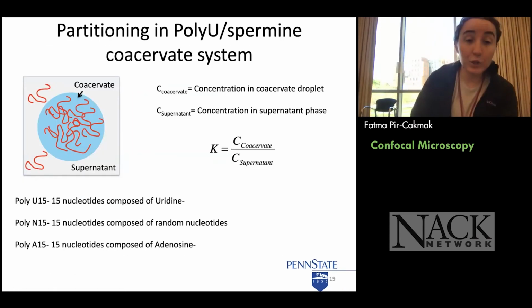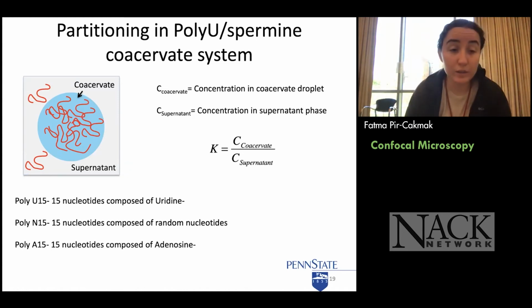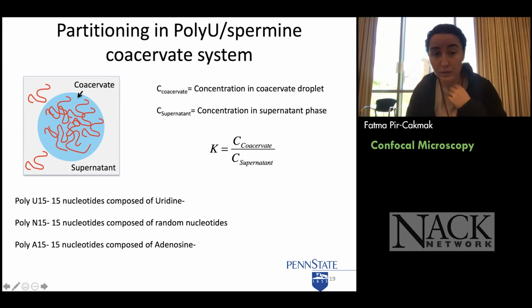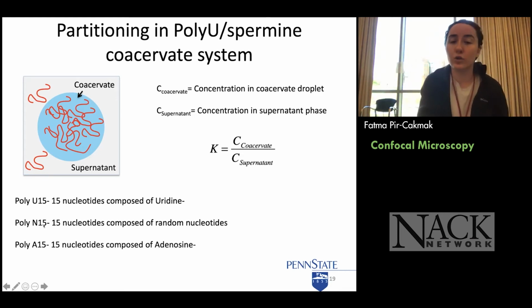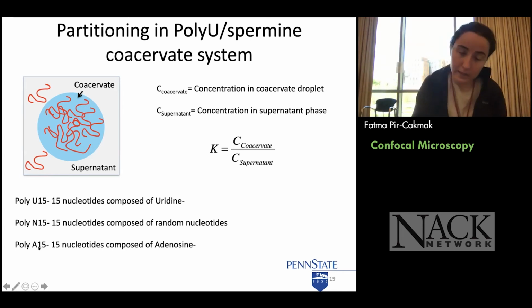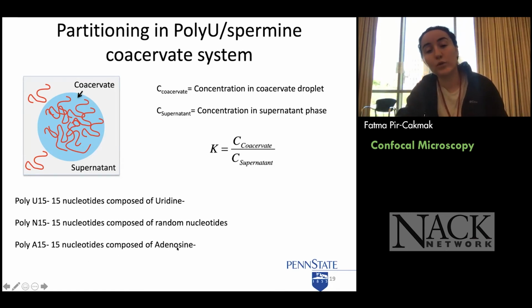I actually used 3 different biomolecules. The first one is polyuridine. It is a 15-mer, 15 repeats of nucleotides composed of uridine. The second one is poly-N15, again 15 nucleotides, composed of random nucleotides. And I also used poly-A15, same size, same length, but this time composed of adenosine.